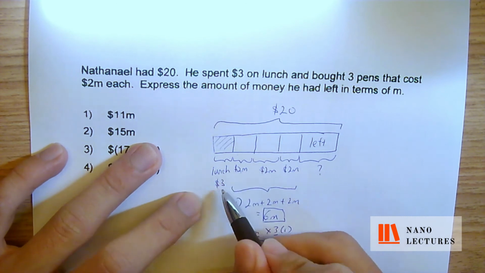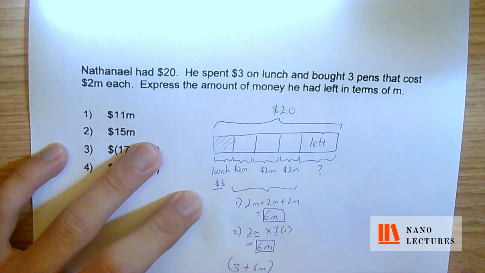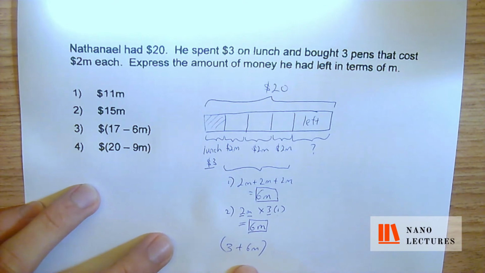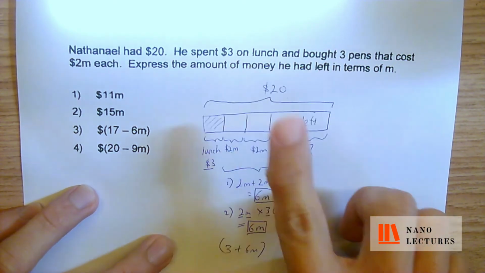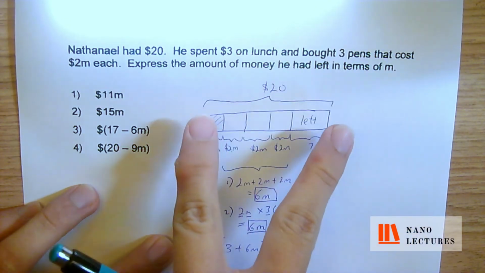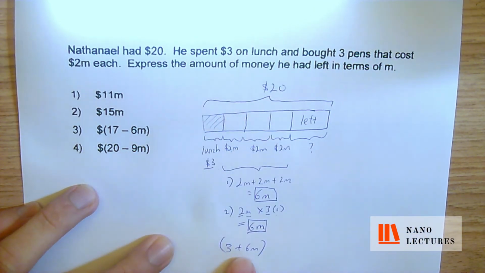So now the next part is take $3 and add it to the 6M. So it's $3 plus 6M. This will be the total cost of what he has spent on the pens and the lunch. Now the question is, express the amount of money he had left. It will just be 20 minus this, and this, we have found out to be 3 plus 6M.